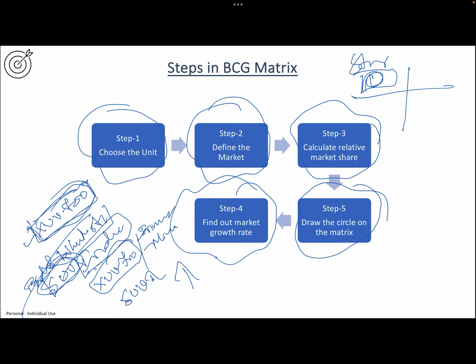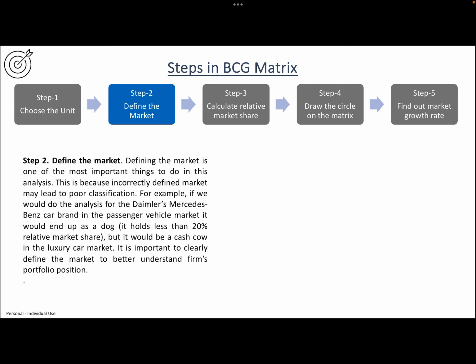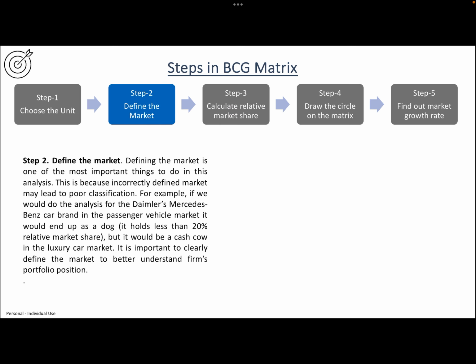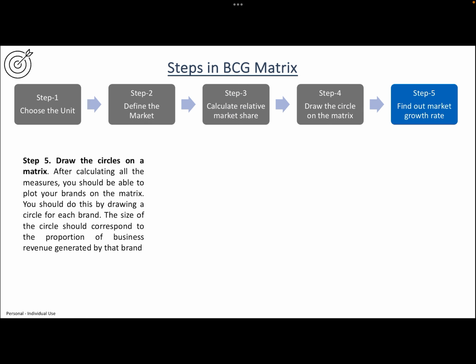First, you choose the unit which you want to analyze. Then put in the market you are focusing on, and then calculate relative market share, find the market growth rate, and finally draw a circle in the BCG matrix. So choose the unit, define the market, calculate relative market share. The required notes are already given here. You can take them and find out the market growth rate. Draw the circles on the matrix. So this is how we are going to do a BCG matrix analysis.